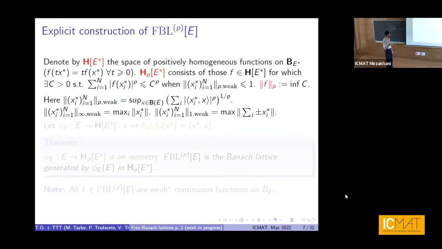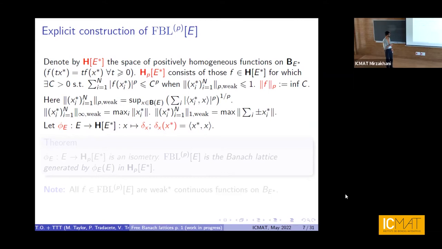So it may be interesting to see what happens with this weak p-norm in the extreme cases. On one extreme, you have p equal to infinity, and then the infinity weak norm is just the maximum of the norms of those x_i stars. And when p is equal to one, this is the maximum of all the norms of the sums of x_i stars with plus and minus signs. The maximum is taken over all the possible selections of pluses and minuses.